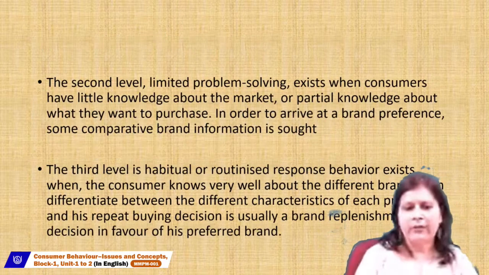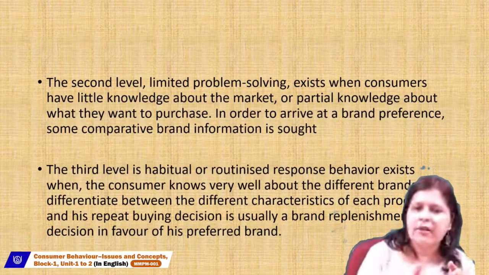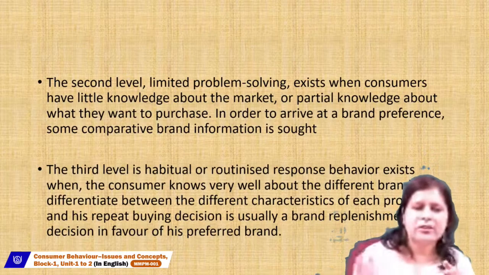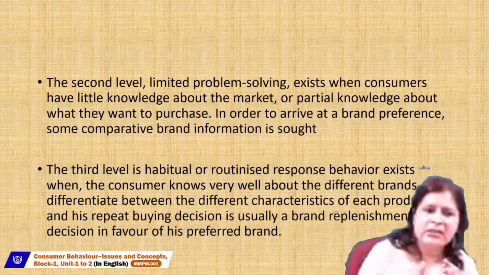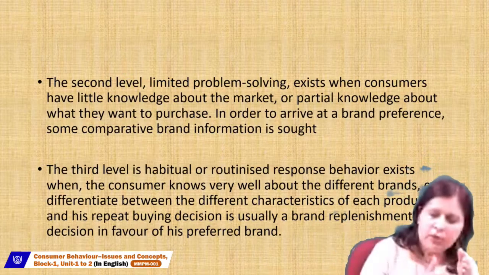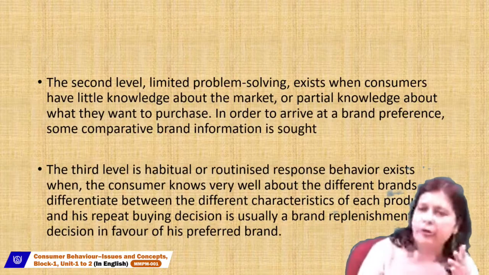The second level is limited problem solving, which exists when the consumer has a little knowledge about the market, or partial knowledge about what they want to purchase. In order to arrive at a brand preference, some comparative brand information is sought. The first level, again, is when the consumer doesn't have any information at all, so before purchasing they will try to gain knowledge about the brands or the product.